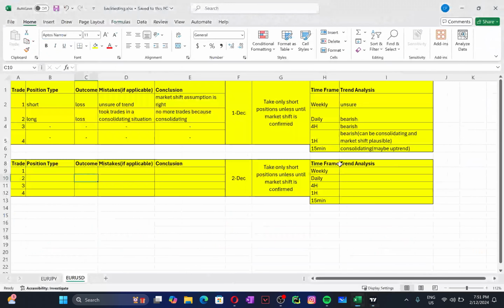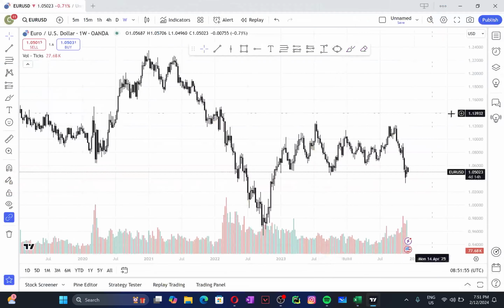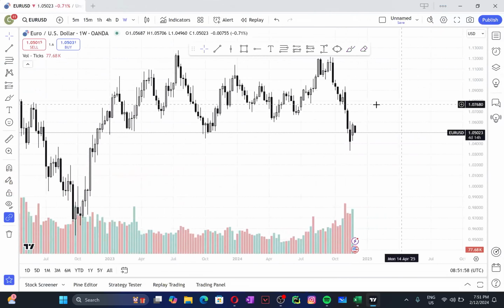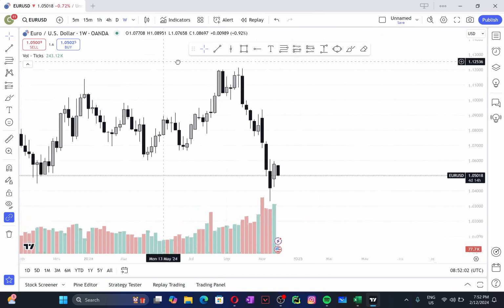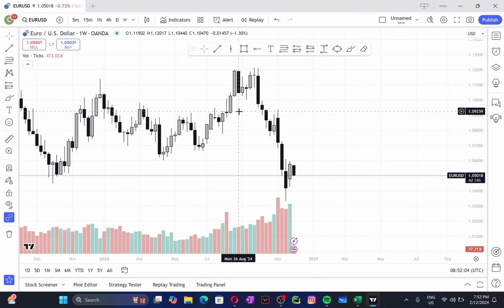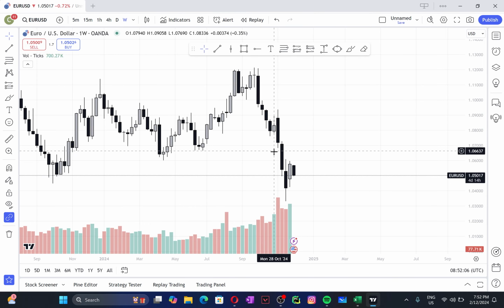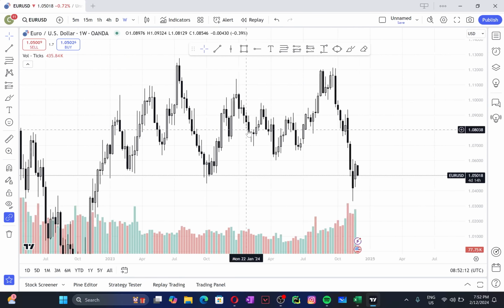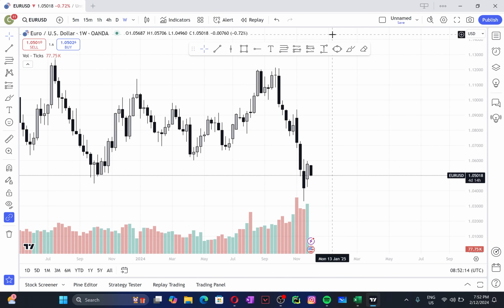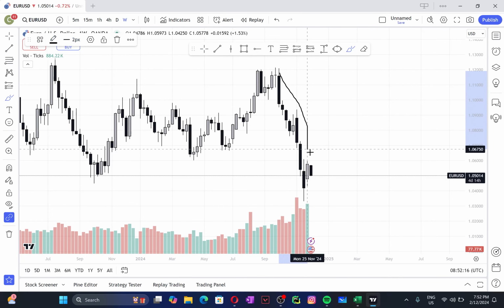We are gonna start off by doing the time frame analysis, the top-down analysis, in other words. That's gonna be the first thing we're gonna do. So in the weekly time frame, as you can see, over the past 10 weeks the price has been going in a downtrend. So that's probably going to be bearish.